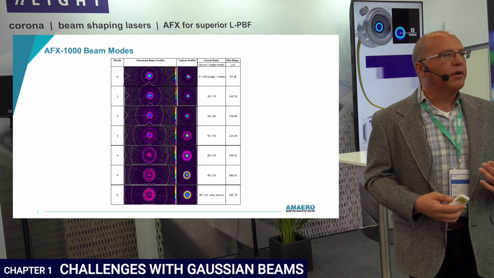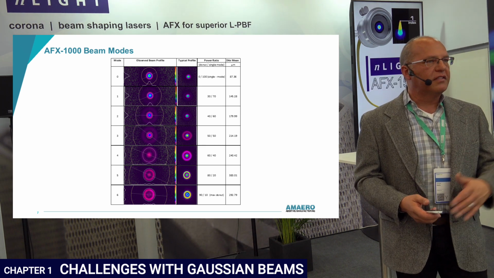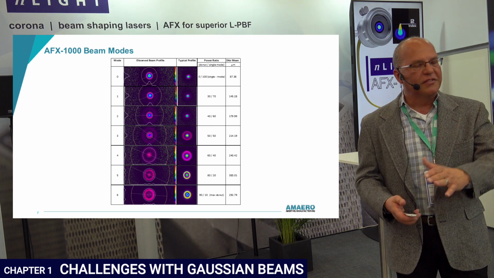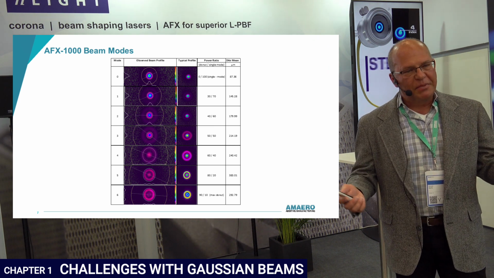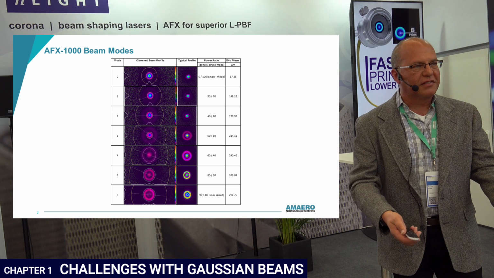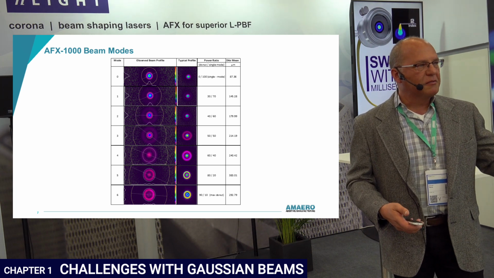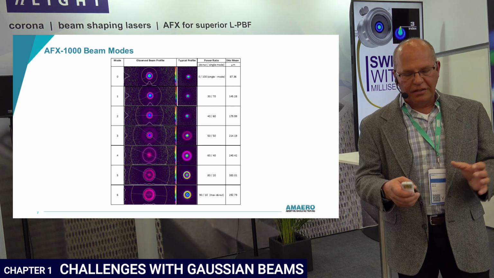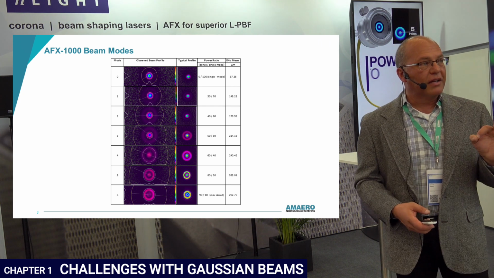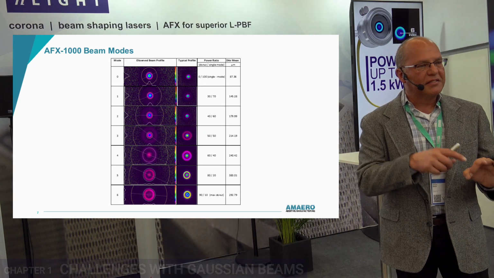Now, a smart person probably would have done a DOE, stepping from mode 0 through mode 6. I'm kind of crazy, so I went straight to mode 6 because I wanted to compare. I know how bad my life is in a Gaussian spot. I wanted to know what this ring can do for me because it's 300 microns and it's hot on the outside and cold in the middle.